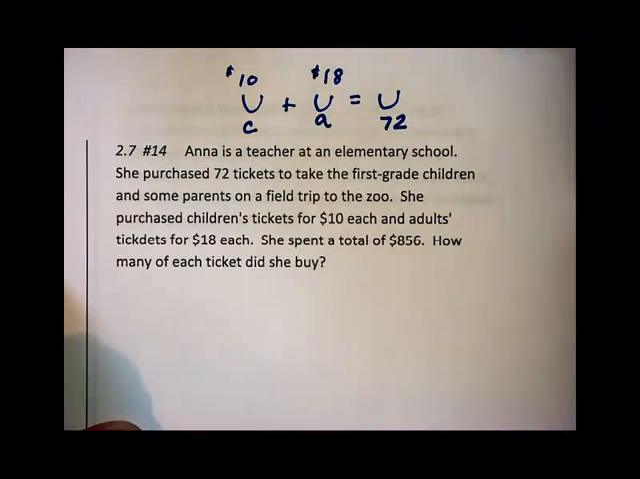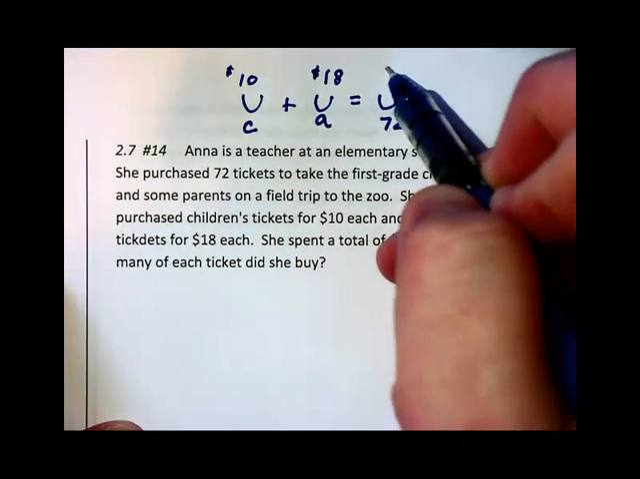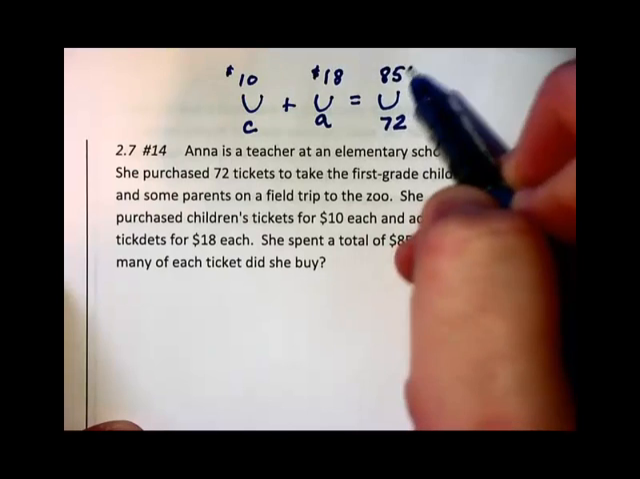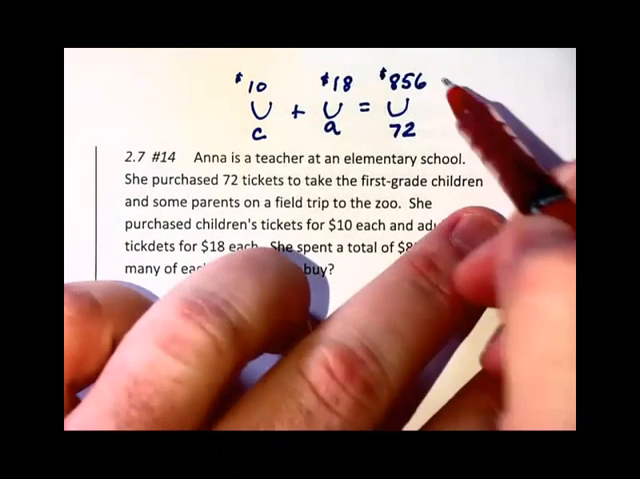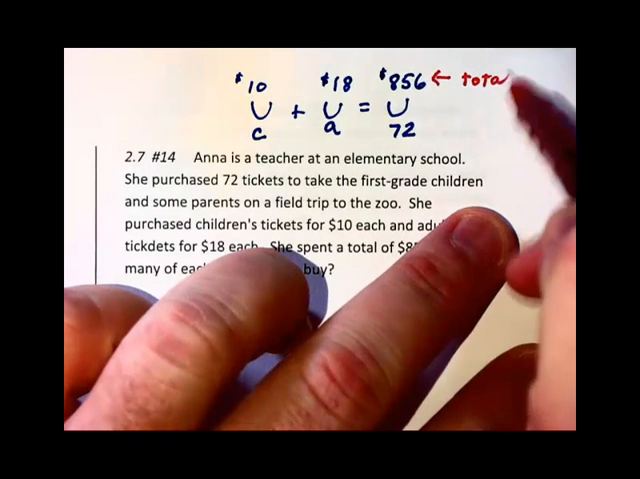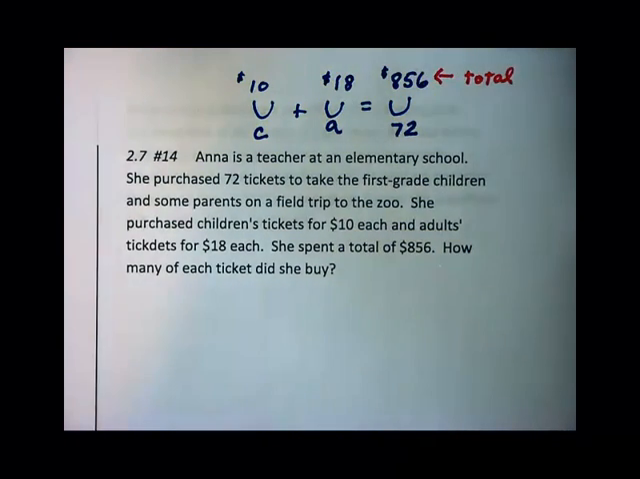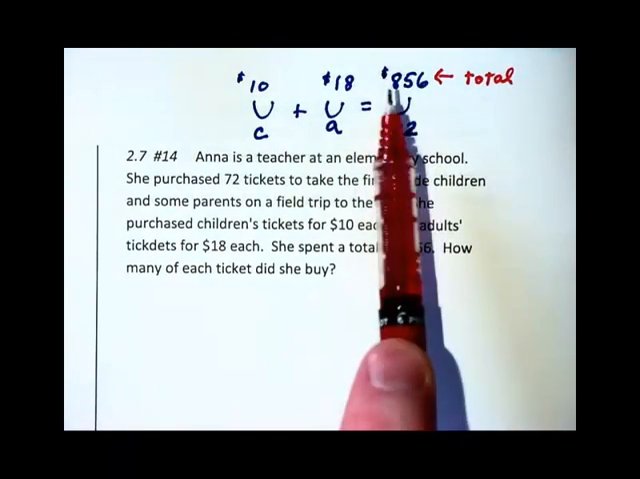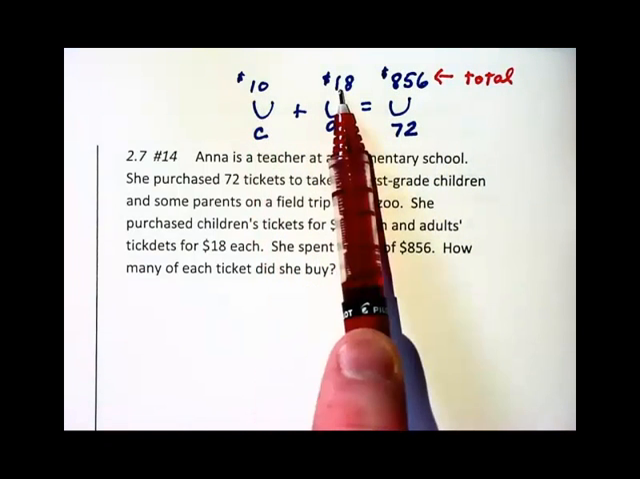And she spent a total of $856, and that total is going to go up on the top right. Now, I want to make a point that that is a total, because when that is the case, we're going to do these problems a little bit differently. I'd also like you to notice that 856 does not fall between the 10 and the 18.